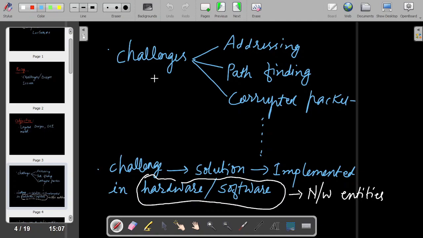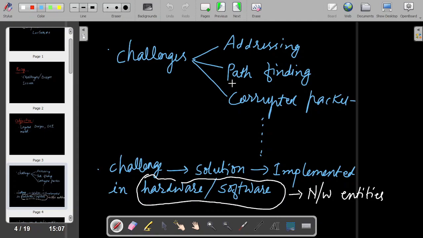In the previous lecture, I had mentioned challenges in the design of computer networks. I have listed some of the challenges. The first one is addressing. I said that for two computers to communicate, each of them should have an address. Without an address, communication is not possible. And that issue is solved in practice with the use of IP address, MAC address, and port numbers.